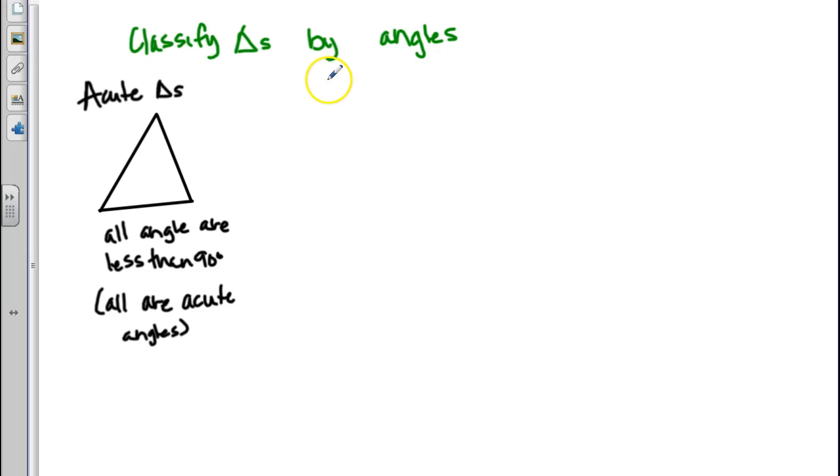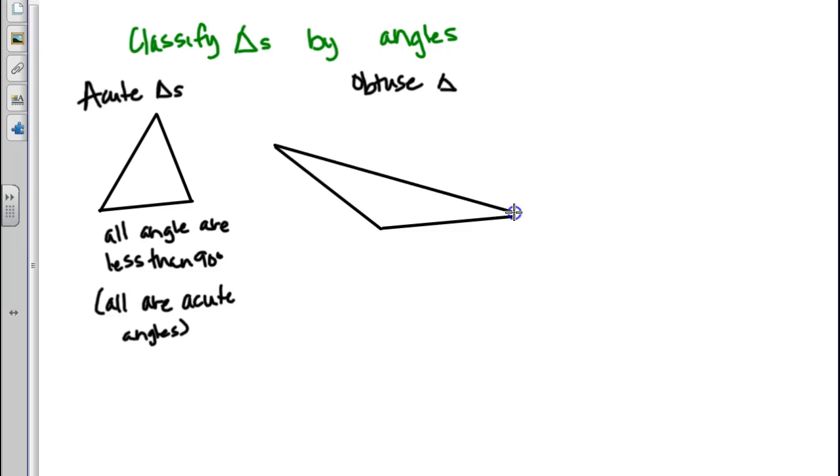All right, what about another one? How about an obtuse triangle? So an obtuse triangle has one obtuse angle. Now the other two will be acute. We don't care about those. We just care about the one obtuse. All right, so you can probably figure out which angle is obtuse here. It's the big one.